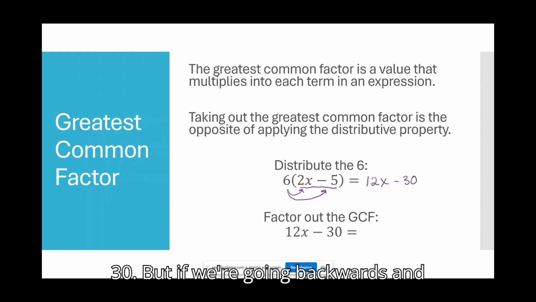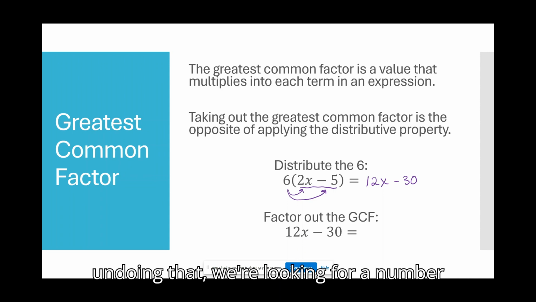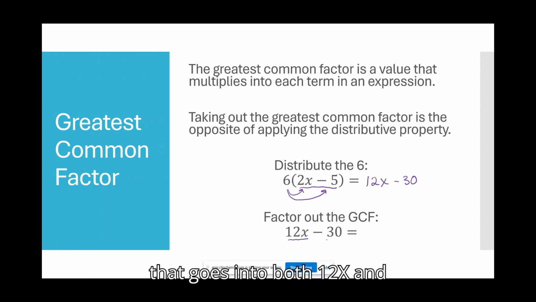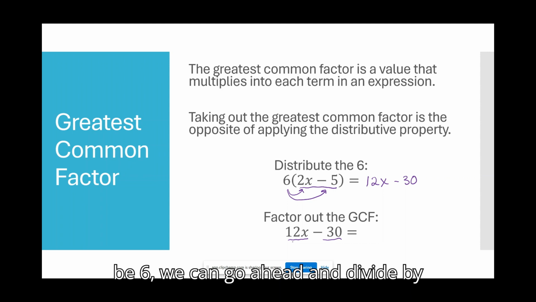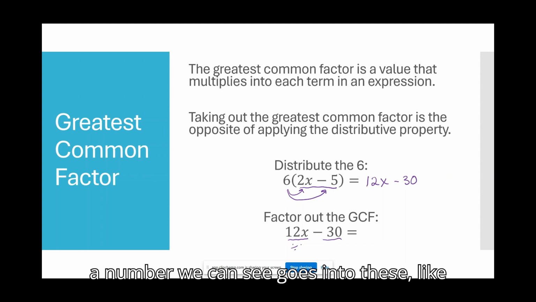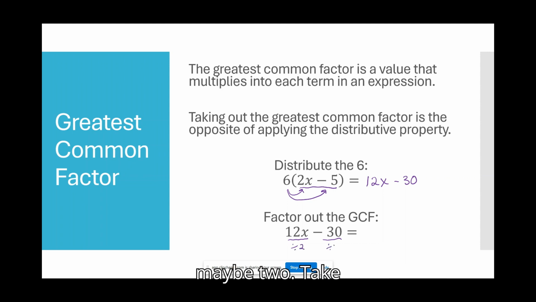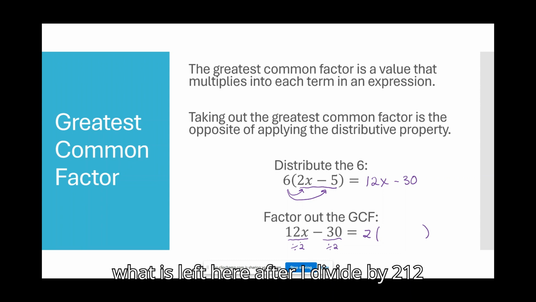But if we're going backwards and undoing that, we're looking for a number that goes into both 12x and negative 30, and we're going to divide each of those terms by that. If we didn't know off the top that it was going to be 6, we can go ahead and divide by a number we can see goes into these, like maybe 2. Take that out to the front, and then we see what is left here after I divide by 2. 12x divided by 2 leaves me 6x. Negative 30 divided by 2 leaves me negative 15.